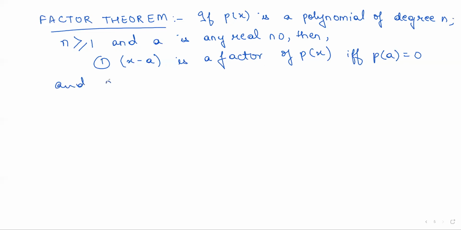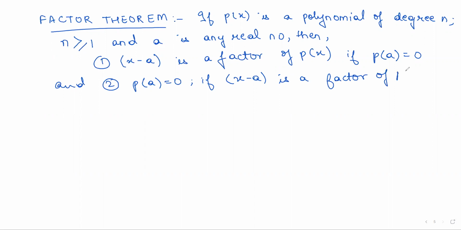and second, p of a is equal to 0 if x minus a, let's consider this if rather than if and only if, is a factor of p of x. So this is exactly what we've been studying up till now. Your remainder theorem is a part of this.